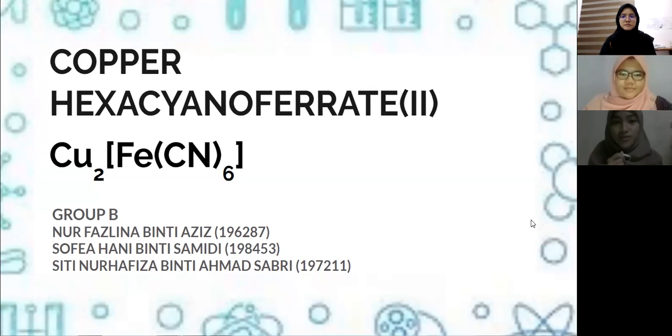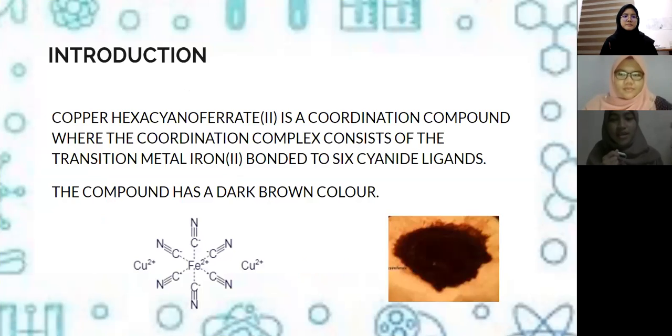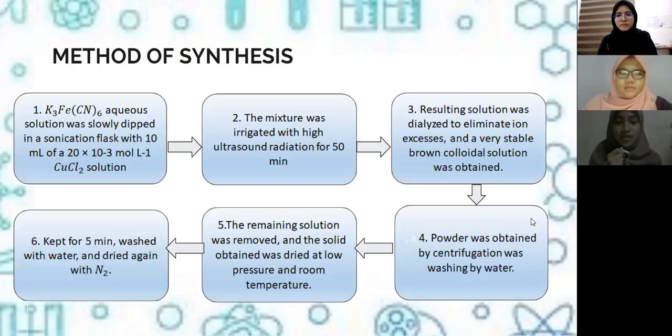Now we will move to the introduction of the compound. The compound consists of the transition metal, which is iron 2, bonded to the ligand, which is cyanide ligand. The color produced is dark brown. So we will proceed to the method of synthesis.